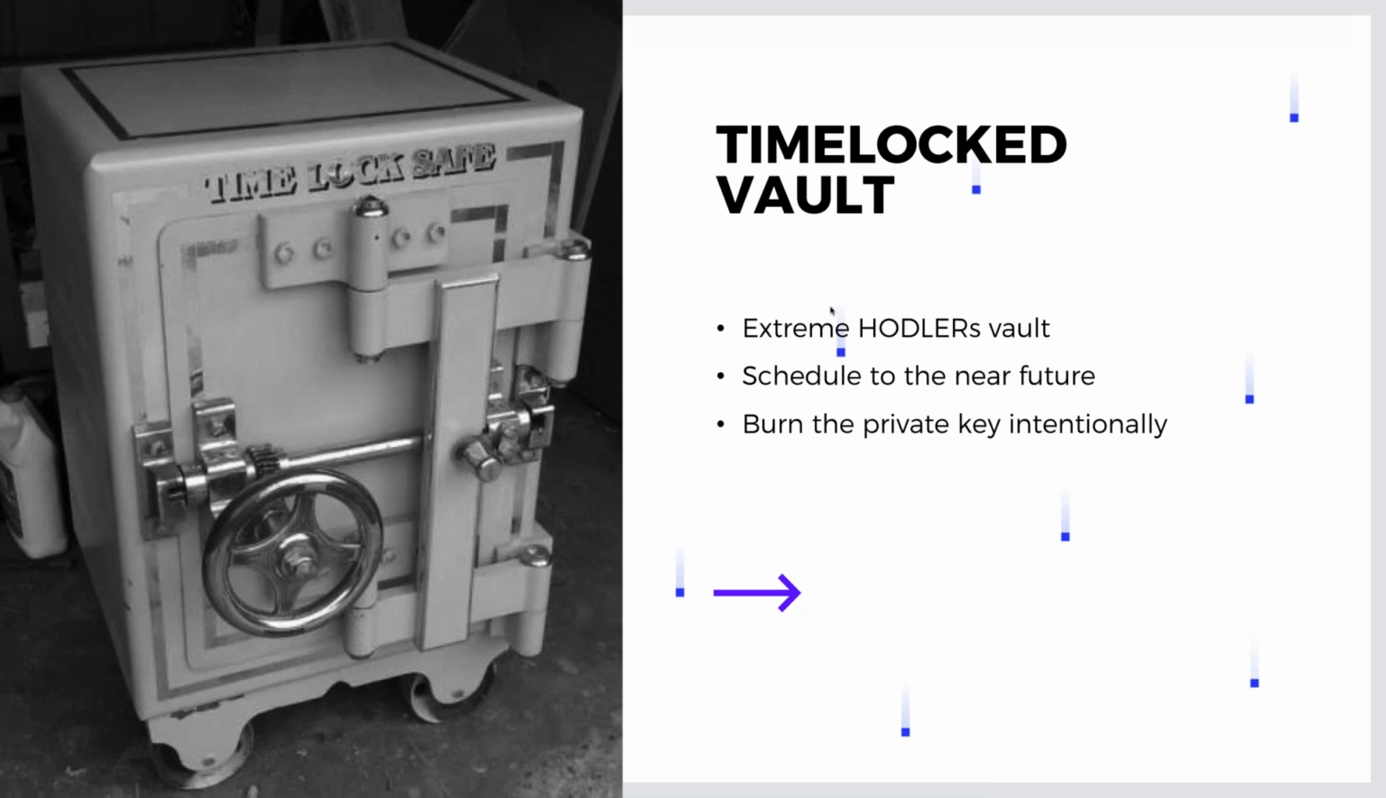So the idea is that if you wanna use Ethereum Alarm Clock as a kind of extreme hodler's vault, as we label it, you schedule some money to yourself, some value, Ether or tokens, into the near future, right? Might be 1 month, might be 2 weeks, and then essentially you can burn your private keys, so you can't really get out those tokens and Ether before this time period has passed.